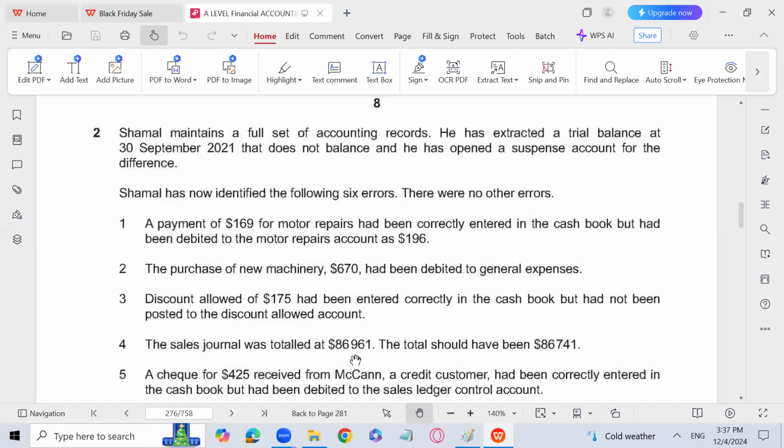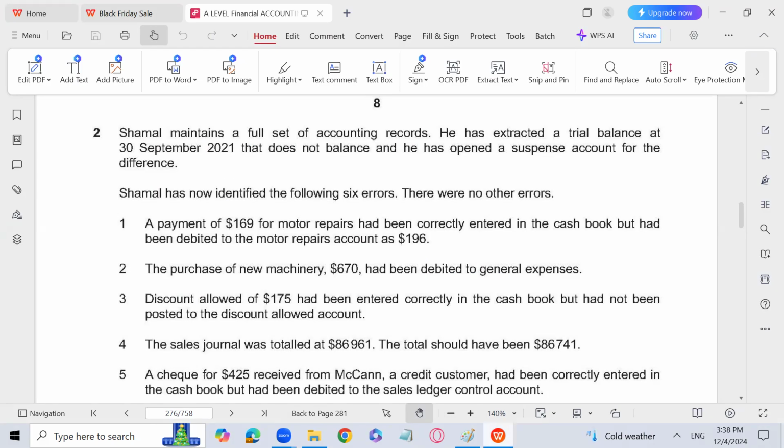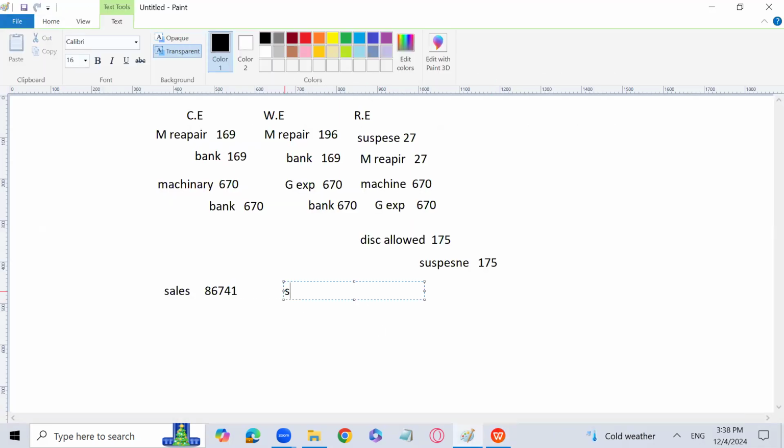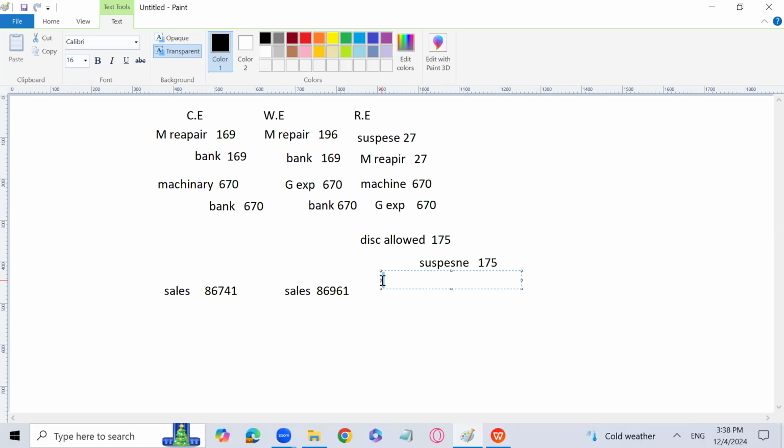The sales general was total 86961. Sales are always credited. We have to credit sales with 86961. The total should have been 86741. I should have credited sales with 86741. But instead of crediting sales with 86741, I have credited sales with 86961. Again, it is an error of overcasting. We have credited sales with the additional, extra amount. That is overcasting. So overcasting means that you have to record it on the opposite side with the additional or extra amount. We credited too much. With the extra amount, sales is going to be debited 220 and suspense is going to be credited, because there is no other account with the amount 220. So sales debit and suspense credit, right?